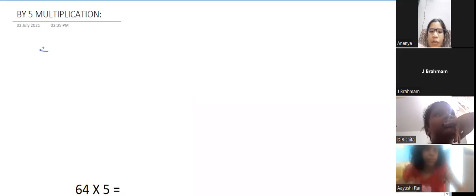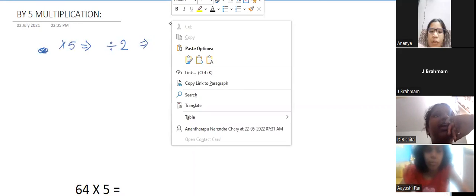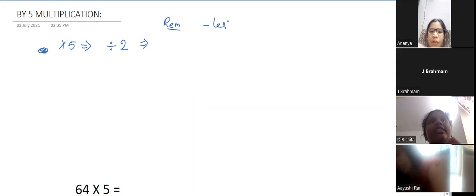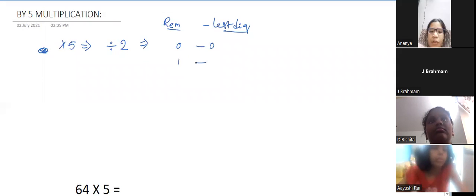Instead of multiplying a number by 5, what can we do? Divide it by 2, nothing but half the given number. And based on the remainder, you have to keep the last digit. If the remainder is 0, the last digit should be 0. If the remainder is 1, the last digit shall be 5. Yes, correct. Very good. So remainder 0, last digit 0; remainder 1, last digit 5. Okay, and using this concept, we'll try to do some more questions.